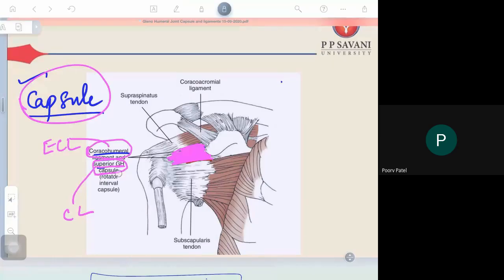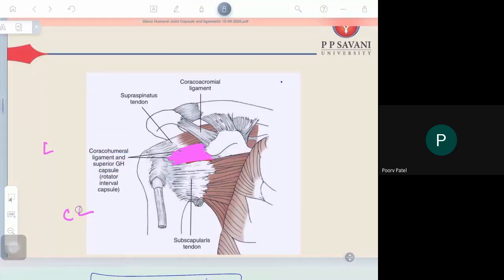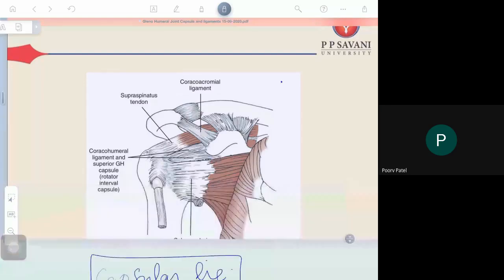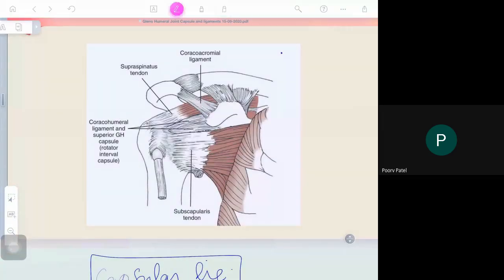Where does this three-structure lie? Can you hear me? Hello? Yes, sir.